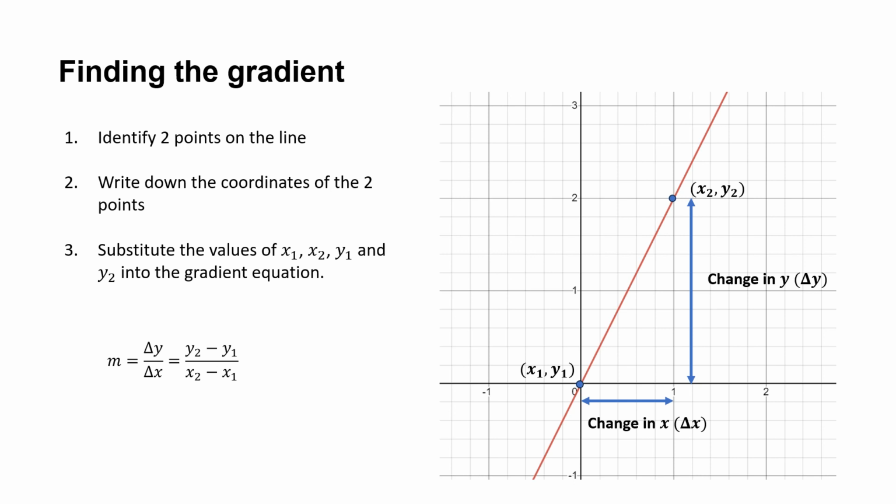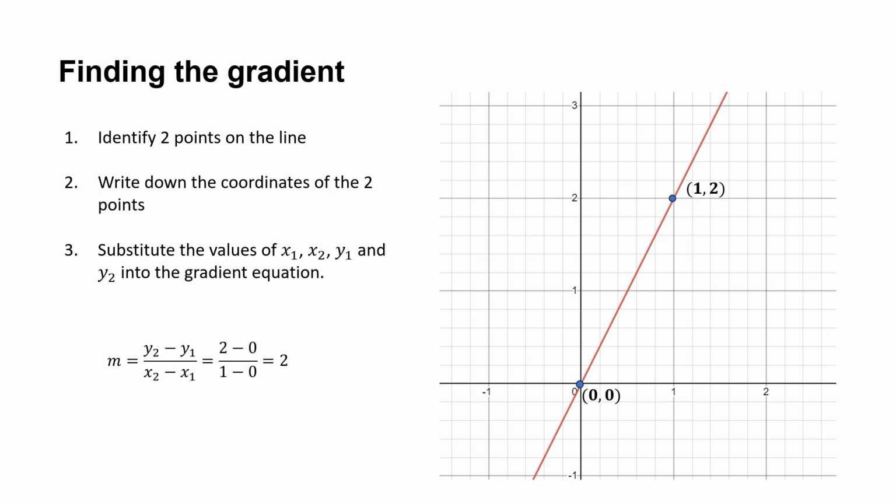So now let's actually look at the values of these coordinates. Our top coordinate has a coordinate pairing of 1, 2, and the bottom coordinate is 0, 0. So we're going to plug these values into our equation and we get a gradient of 2. We're now going to do some practice questions on working out the gradient of some straight lines.